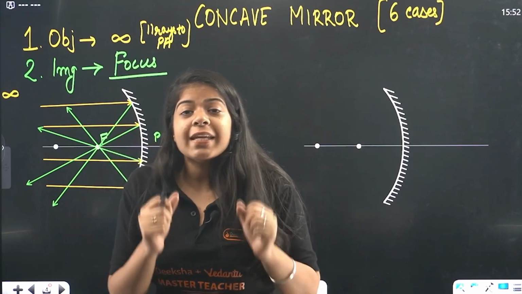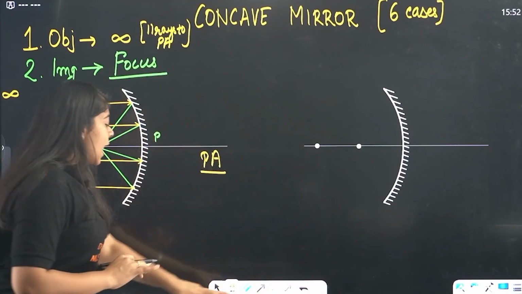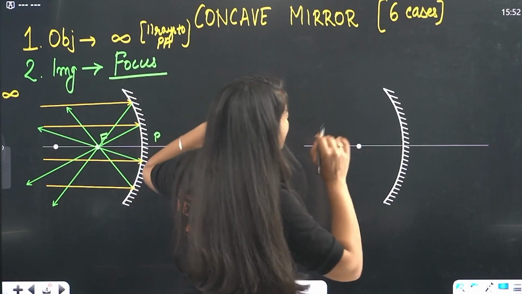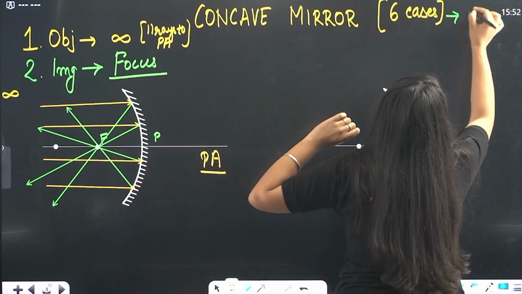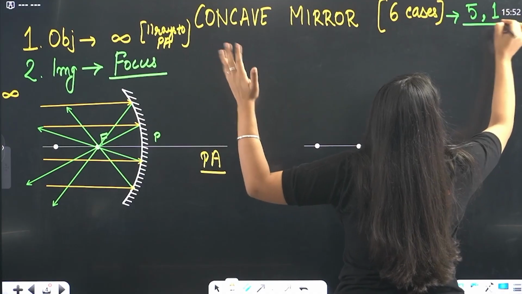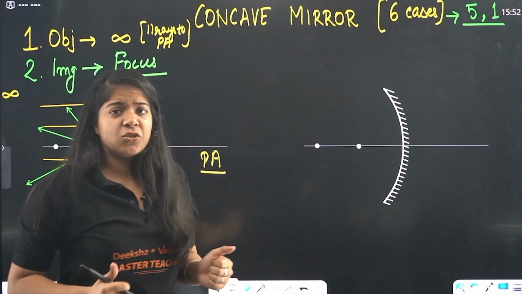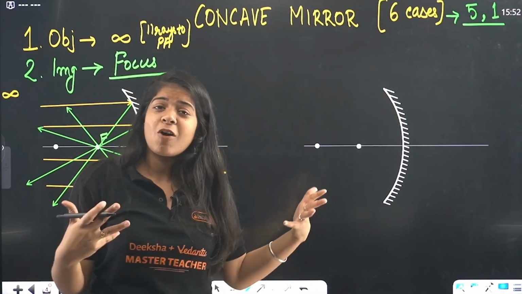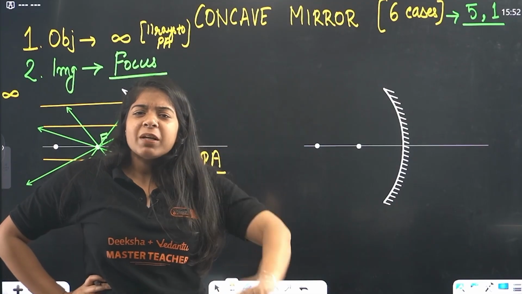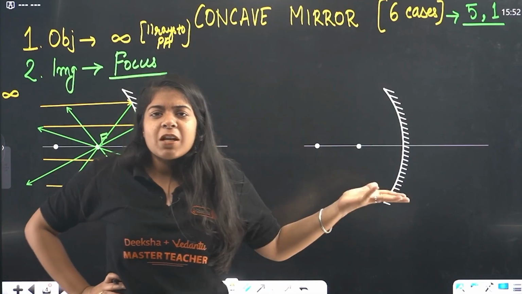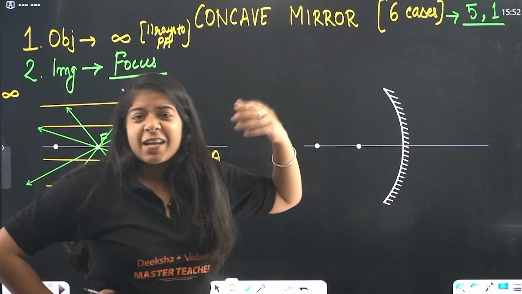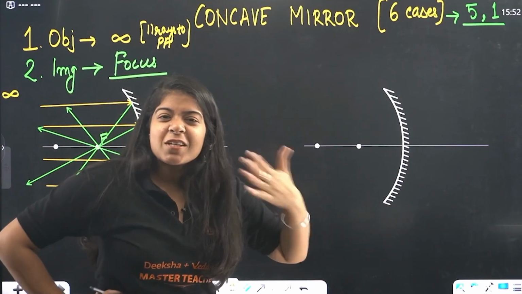Now, concave mirror, okay? Beta, as soon as you hear concave mirror, we hear 6 cases. In those, we have 5 okay cases and 1 very stupid case. We usually call it an exception, but we will call it stupid. Because why does it have to be different? If all 6 were the same, we'd be happy. No, it has to be virtual and direct. Ma'am, what is virtual and direct?